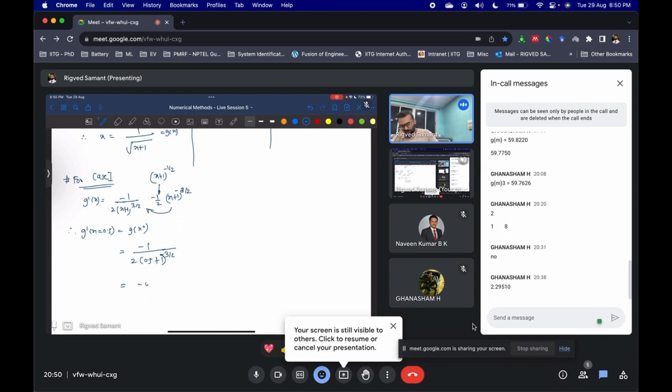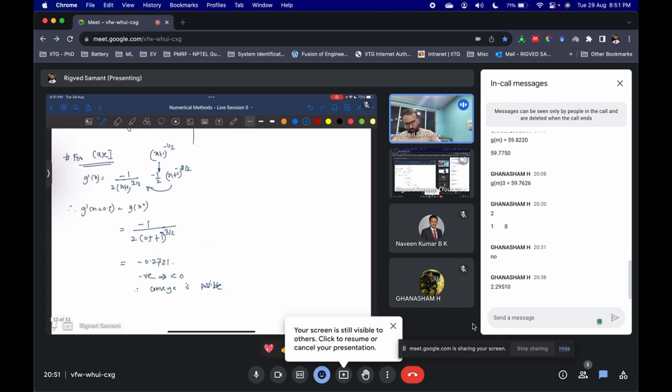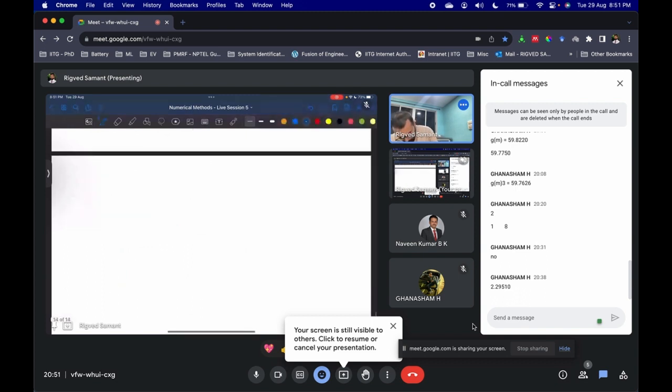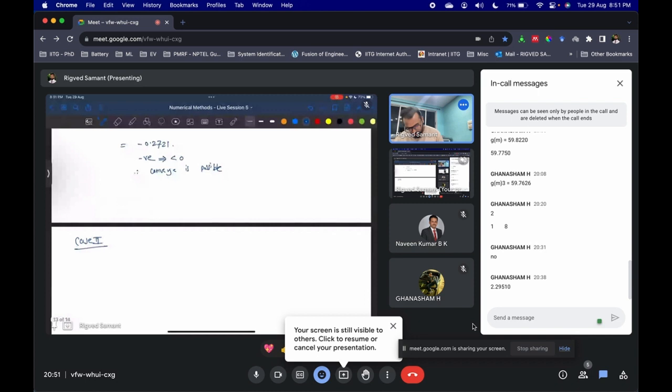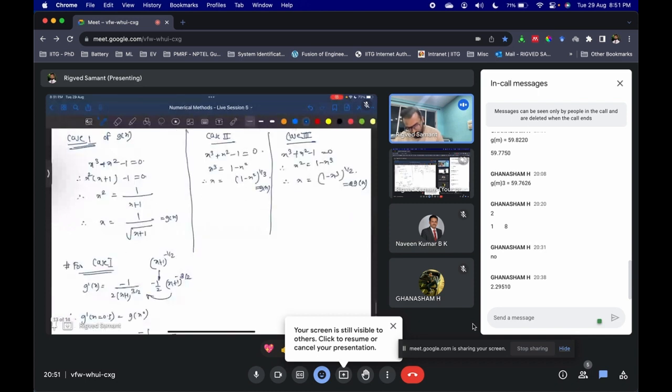This is minus 2721. So this is negative, less than 0, therefore convergence is possible, or convergent. Now for case 2, let's see what happens. So case 2 is this thing, right?